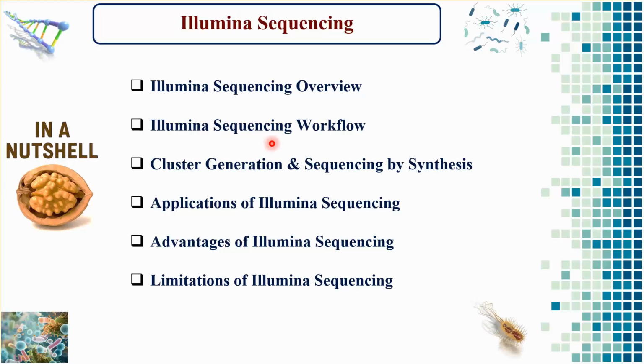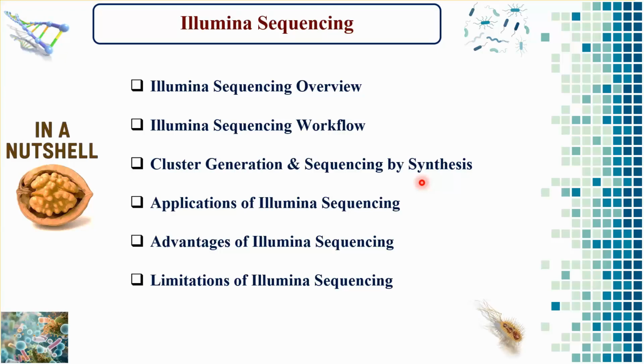Illumina sequencing is a powerful technology that reads DNA one base at a time using a method called sequencing by synthesis. It all starts from library preparation. Then on the flow cell, cluster generation creates thousands of copies of each DNA fragment to amplify the signal. Next comes the core step, sequencing by synthesis, where fluorescently labeled nucleotides are added and each base is detected cycle by cycle. We have seen how DNA is read one base at a time and converted into sequence data.